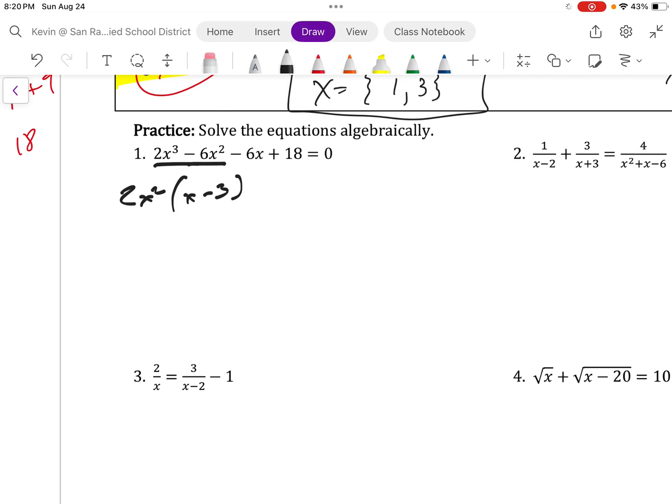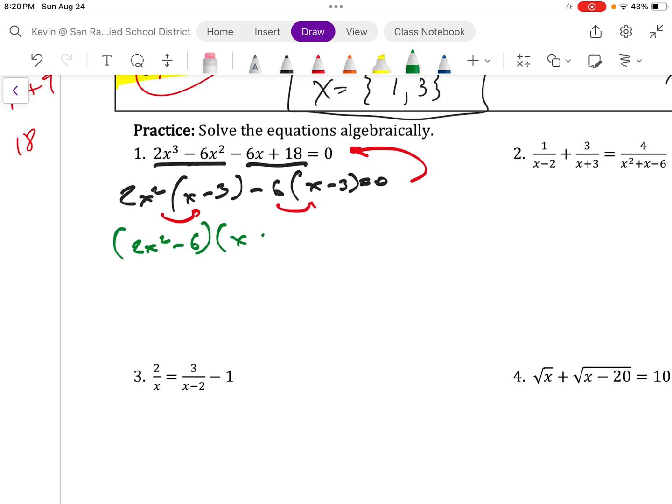And then, this is our hint. If x minus 3 is left over, what can we take out of here to leave us with x minus 3? So we're going to take out a negative 6. That leaves us with x minus 3 equals 0. So if we factored this into here, this into here, we would wind up with that. So now we've taken that out, and we can rewrite it as 2x squared minus 6, x minus 3 equals 0. Okay, that's how we factor it.